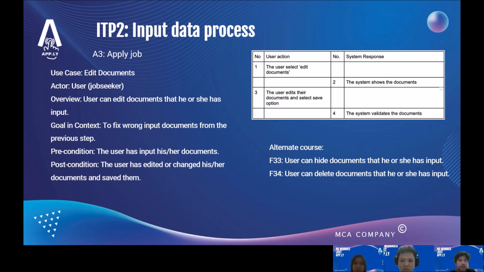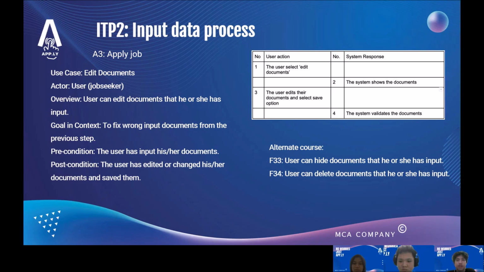Okay, and then there is the use case edit documents. The actor is user or job seeker. Overview: the user can edit documents that he or she has input. Goal in context: to fix wrong input documents from the previous step. The precondition: the user has input his or her document. The post condition is the user has edited or changed his or her document and saved them.